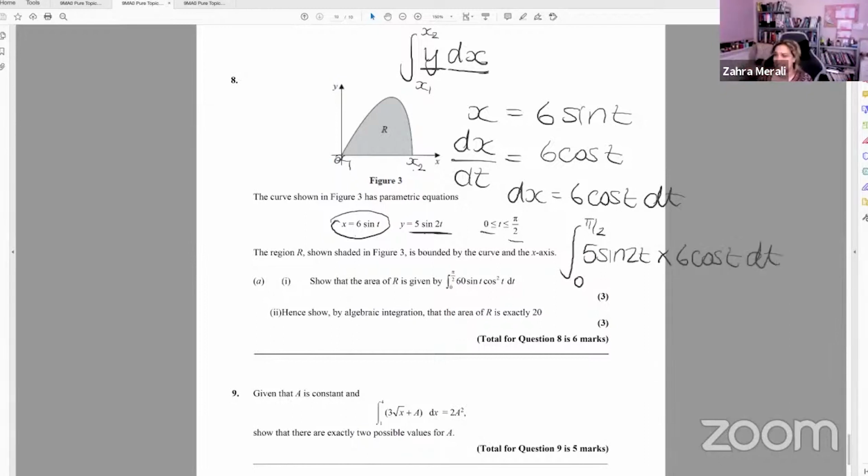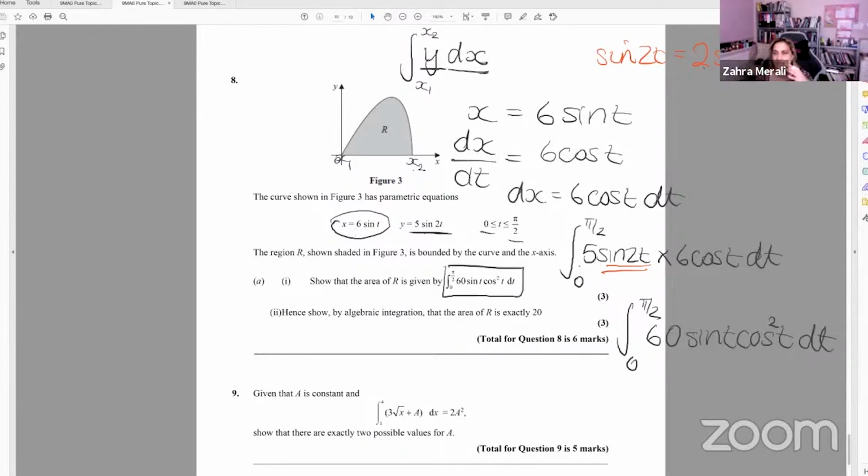And then those trig identities come to haunt you everywhere. So we know that sine 2t is the same as 2 sine t cos t. We replace that here, and that's going to give us the integral from 0 to pi over 2 of 5 times 2 is 10, times 6 is 60. And then we've got sine t cos t, multiplied by another cos t to give us cos squared t dt. And we end up with what we're looking for. So in terms of parametrics, they're actually quite straightforward. You just plug everything in.